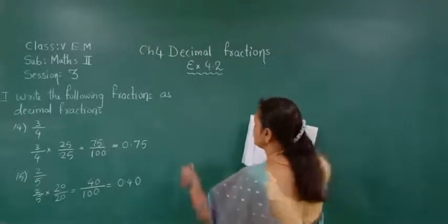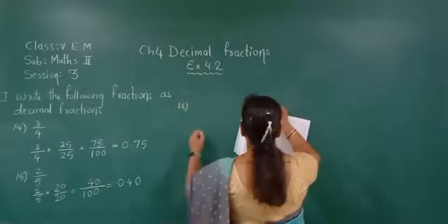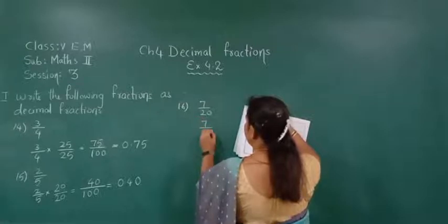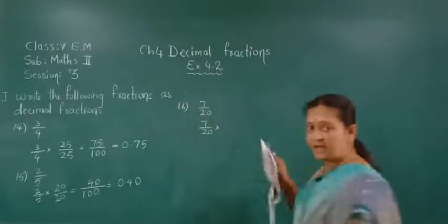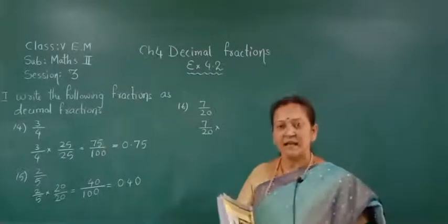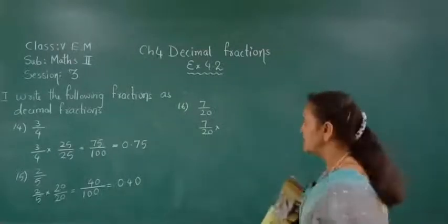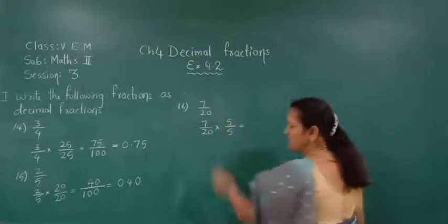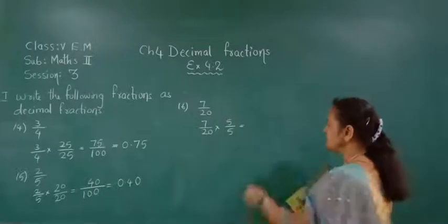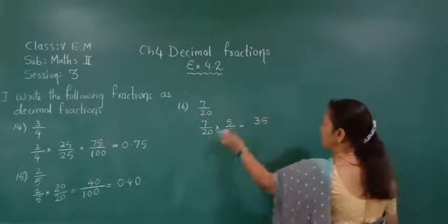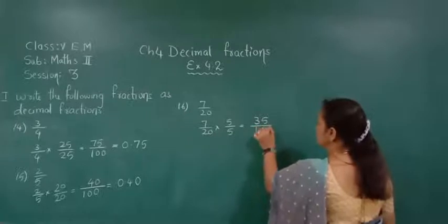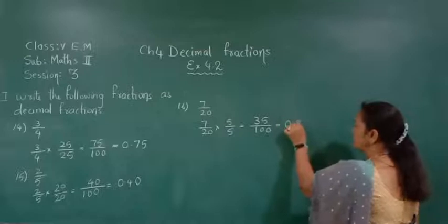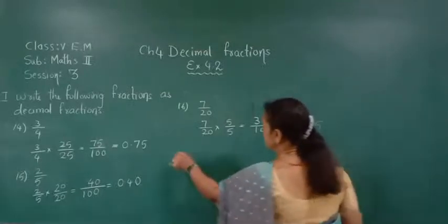Then 16th question. 16th question is 7 by 20. So here 7 by 20, in the 20 table, where do we find 100? 20 5s are 100, isn't it? So here multiply by 5 by 5. So 7 5s are how much we get? 7 5s are 35 and 20 5s are 100. So here 35 by 100 you can write 0.35.